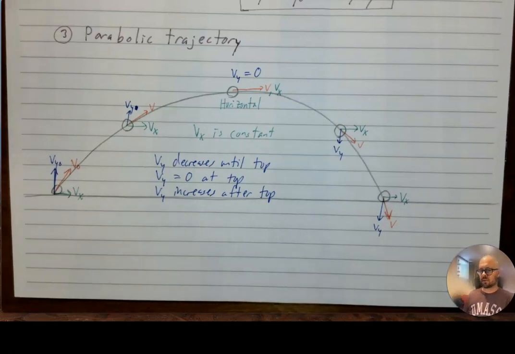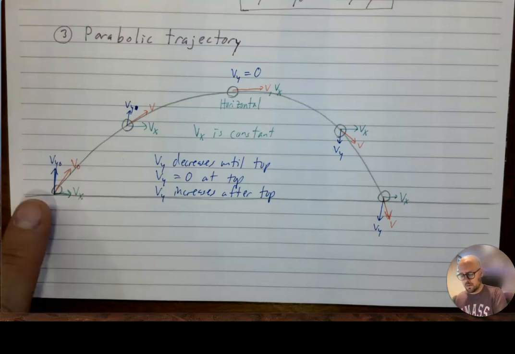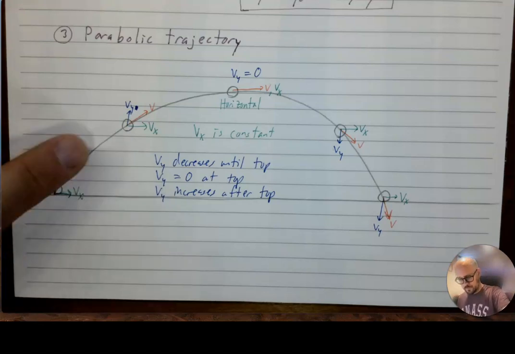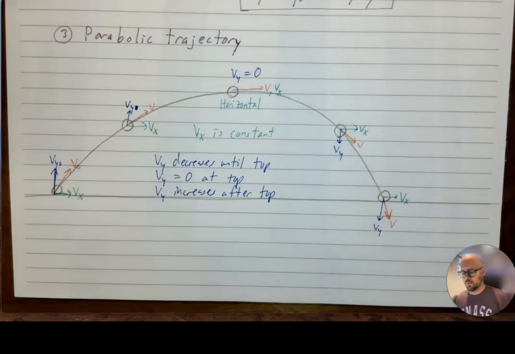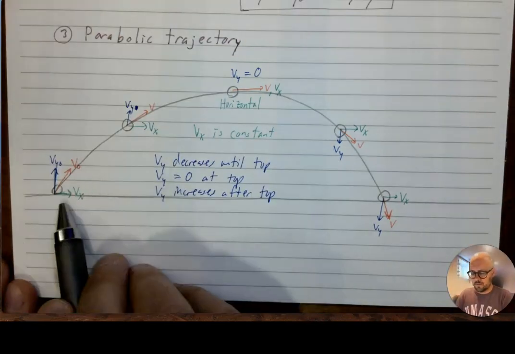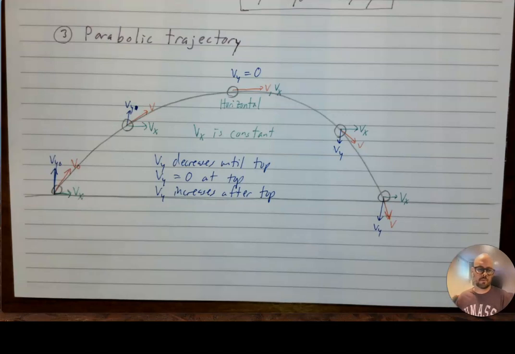So this is only just the shape of the trajectory, and it is due to the changes in the vertical component of the velocity, even though the horizontal component stays the same. So that's the end of this video, and we'll solve some problems in the next one.